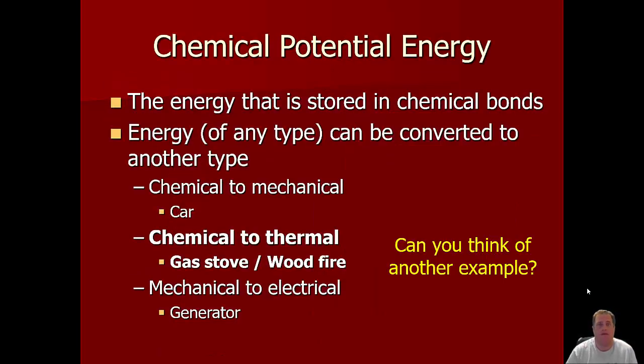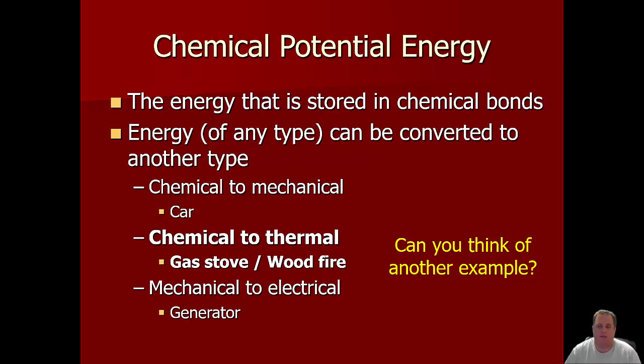So chemical energy or chemical potential energy is just the energy that is stored in chemical bonds. So without getting too deep into it, when a bond is formed, we reduce potential energy. So chemical potential energy is the energy that is stored in chemical bonds. So when we break bonds and form bonds, there's energy changes, and that's what we'll be focusing on here.